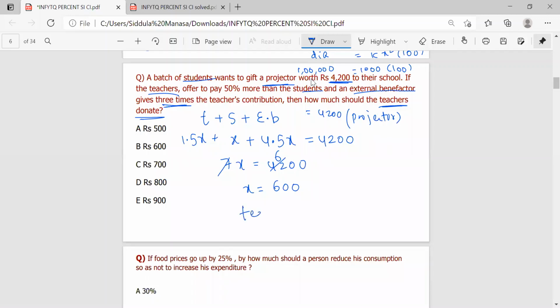Then teacher's contribution is 1.5 times of x, 1.5 times of 600, which equals 900. So the teacher's contribution has to be 900. So is everyone clear with this question, students? Respond in the chat box. Those who have given 700 as the answer, are they clear that the answer is 900, not 700?